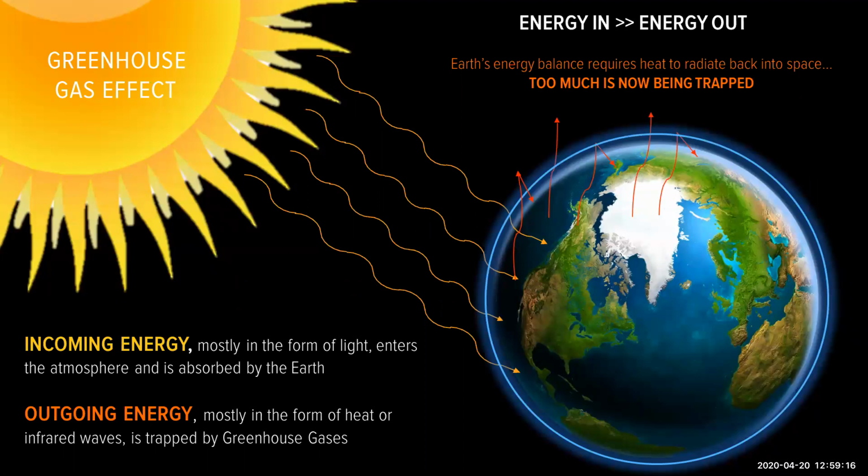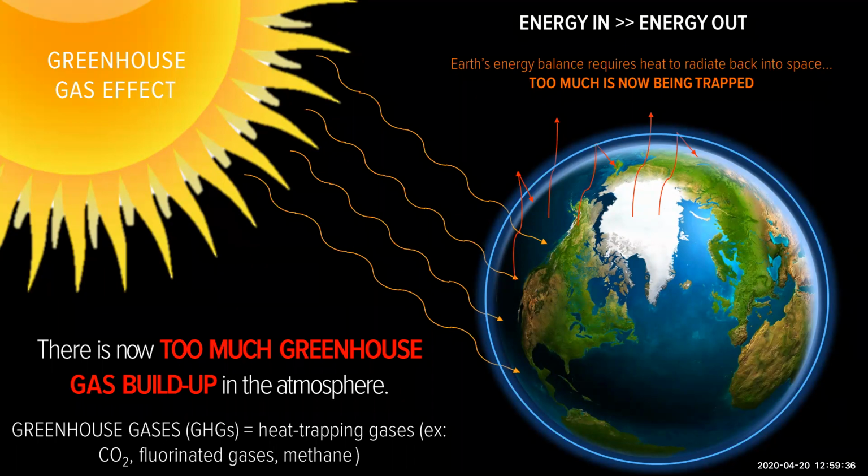The Earth's surface absorbs this sunlight and reflects it back into space as heat, or infrared waves, demonstrated by the red arrows. Now, the atmosphere does not allow all this heat to enter outer space, and instead traps some of it through the use of greenhouse gases.